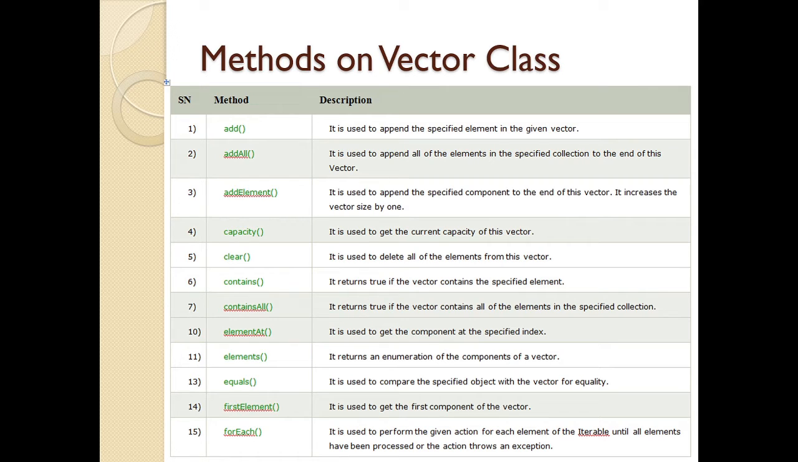Then firstElement: if you want to retrieve the first element from the vector, I use firstElement. And if I want to iterate through my collection, that is, if I want to move ahead, or check the previous elements, or go to a particular position, then I can use an iterator, and for that iterator I need to use the forEach method. So this will perform the given action for each element of the iterable until all the elements in the collection are processed, and as soon as it comes out, if there are no elements, it will throw an exception.